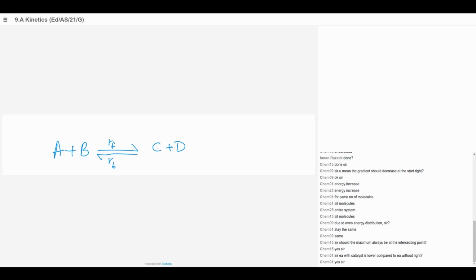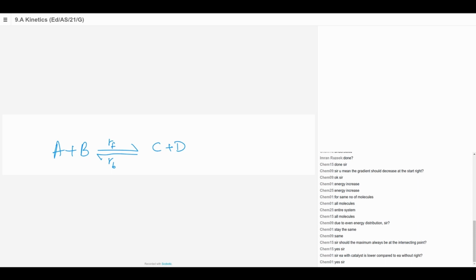It's a state of balance where the rate of the forward reaction equals that of the backward reaction at constant macroscopic properties. What I mean by macroscopic properties is the temperature, pressure, and concentration. Why these three? Because these three are the factors which affect the position of the equilibrium. That means when a system reaches equilibrium, there's a specific temperature, a specific pressure, and concentration of the reactants and the products to maintain the equilibrium system.